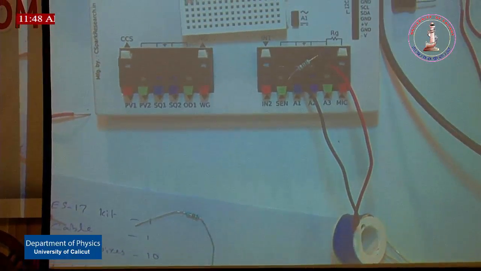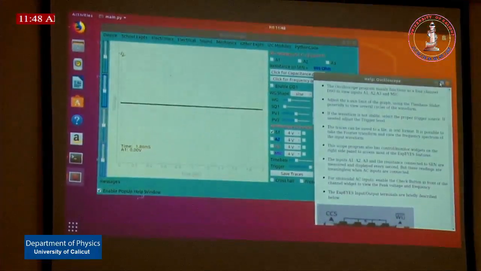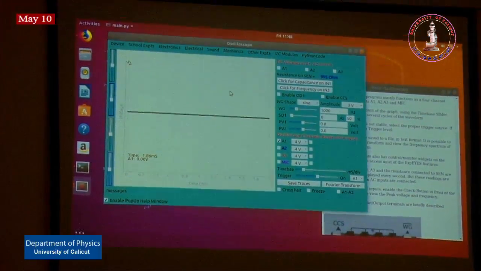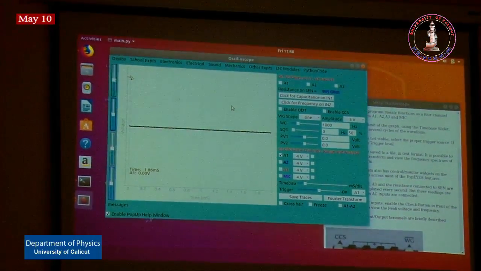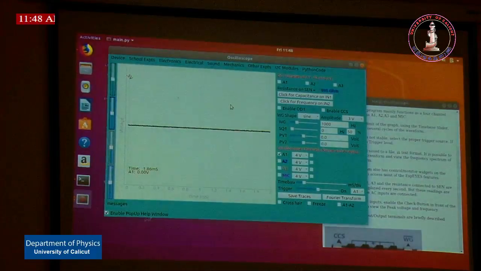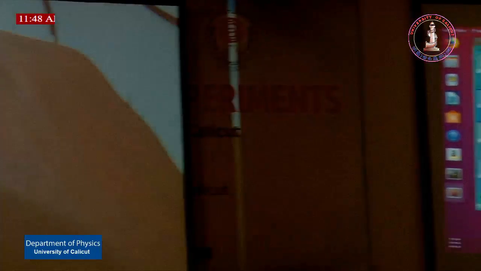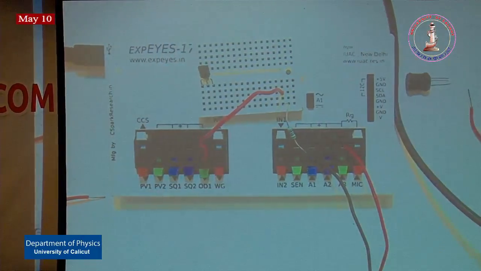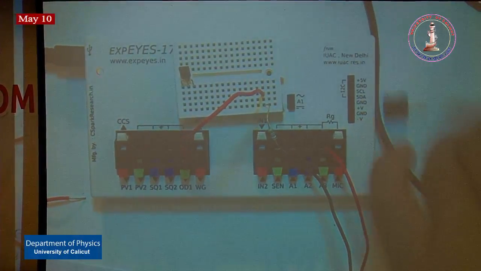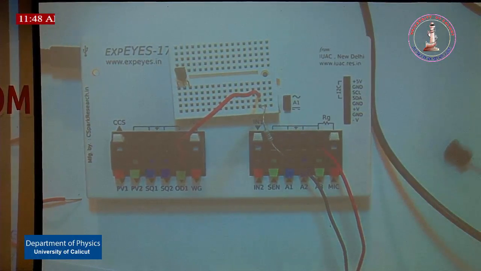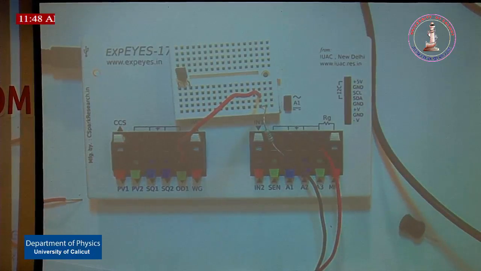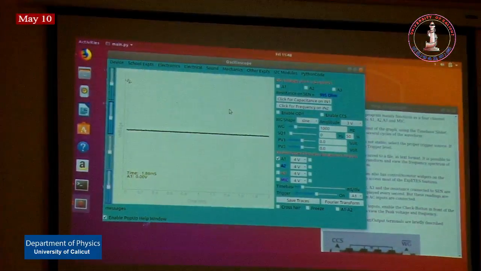You need a 1K resistor, maybe. Okay, if you have something nearby, that's also okay. Connect that 1K from here to OD1. So the RL transient circuit is ready. So now this is with the coil, right?